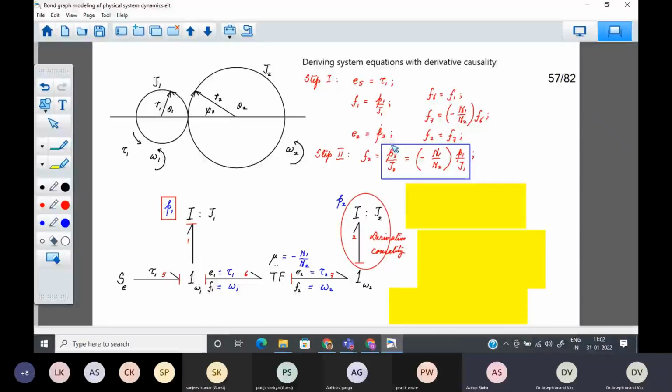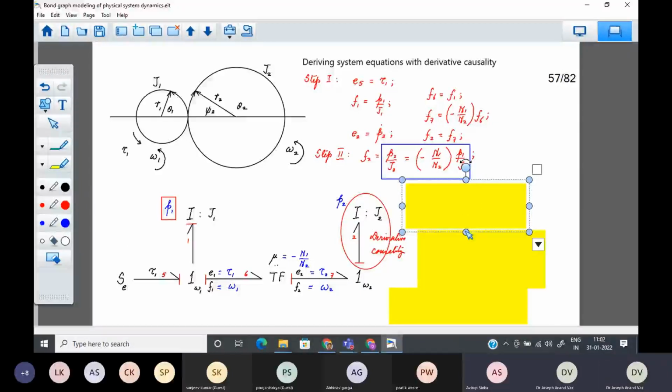If you look at this equation, it's an algebraic equation. It's not a differential equation. It's a simple algebraic equation. But what it is telling you is that P2 is related to P1. So the variable P2 can be written in terms of the variable P1. One can substitute P2 in terms of P1 in this case.